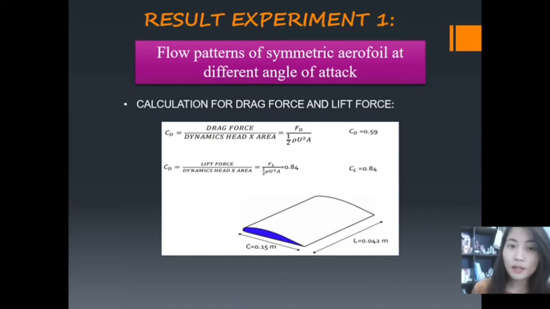First of all, I'm going to present the results of experiment 1, which is the flow patterns of a symmetric aerofoil at different angles of attack. There are 3 angles of attack, which are angle of attack 0 degree, angle of attack 30 degree, and also angle of attack 45 degree. First of all, we have to calculate the drag force and the lift force.